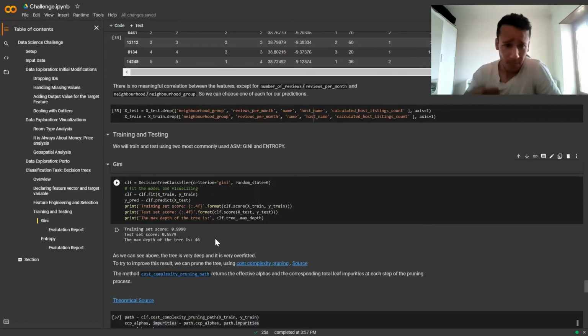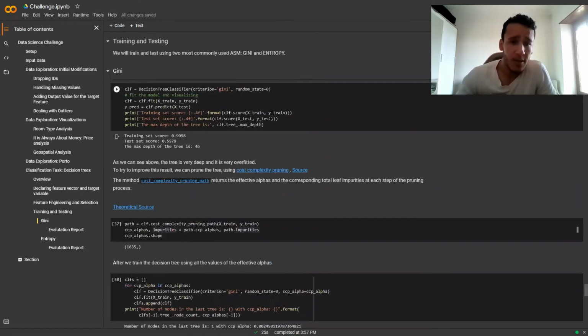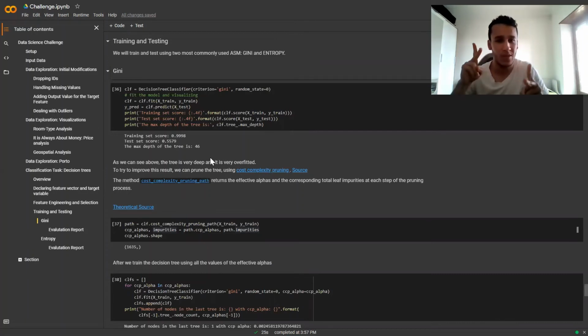So we can see that the tree is overfitted, and the maximum depth of the tree is 46 levels. So that's way too much. So what we have to do here is pruning. What is pruning? Pruning is what the name says. We are going to take branches off the tree that do not help achieve better results.